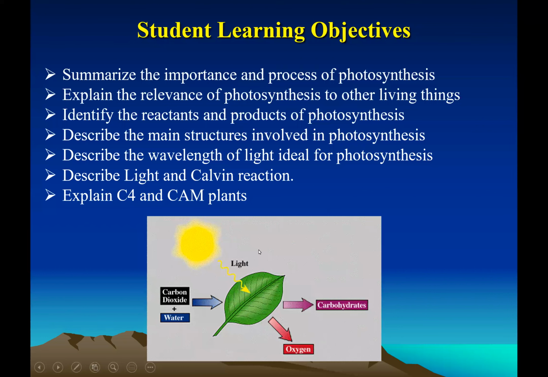So here's a good animation of the overall process of photosynthesis. Light, carbon dioxide, and water are absorbed by the plant, and it does its magic and makes sugars.